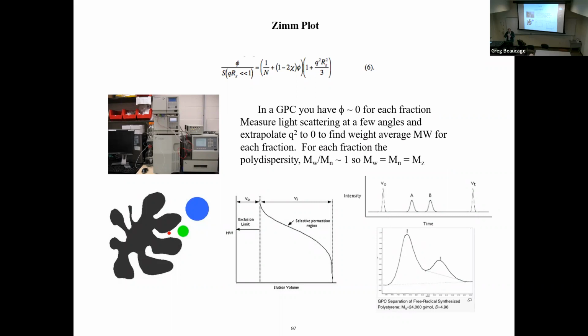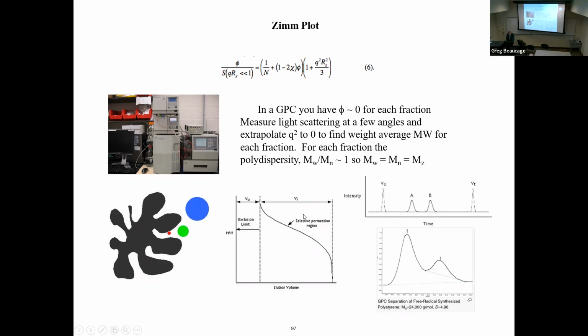But mostly they're exploring, like randomly exploring. Well, the big ones can't explore as much in the gel, so they just zip through. And the little things have a lot to look at because they can go into every little crevice, so they spend a lot of time there. So the first thing that comes out is the huge things.